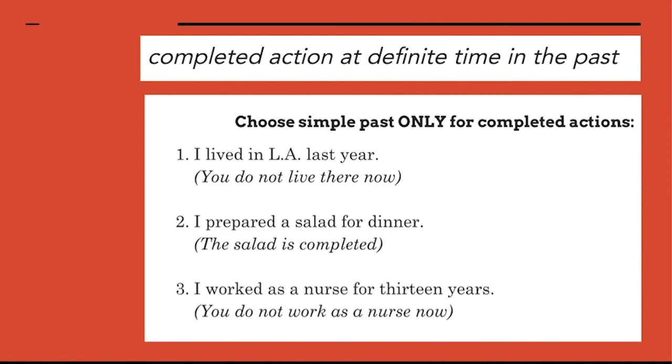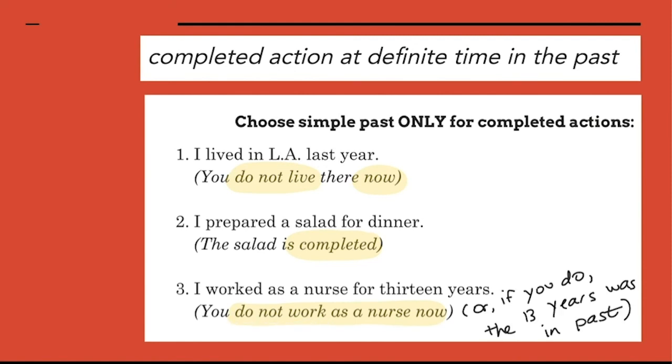Remember, simple past is only for completed actions. It means it's completed. It's done now. If you say, I lived in LA last year, that action is completed, so you don't live there now. I prepared a salad for dinner. That salad is done. It's completed. You are not working on it. I worked as a nurse for 13 years. I believe you don't work as a nurse now.